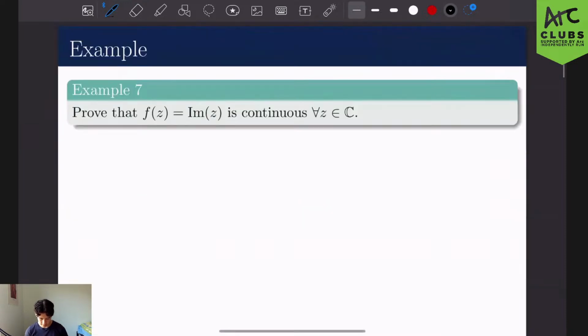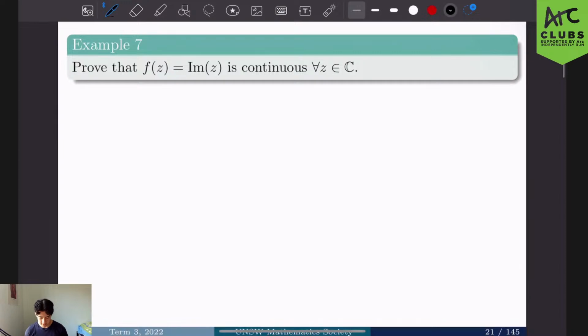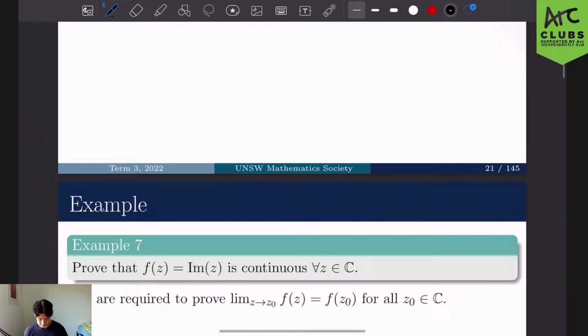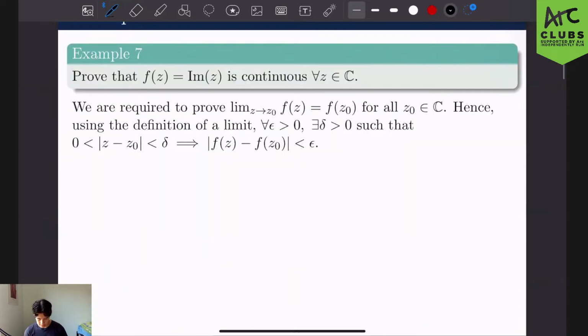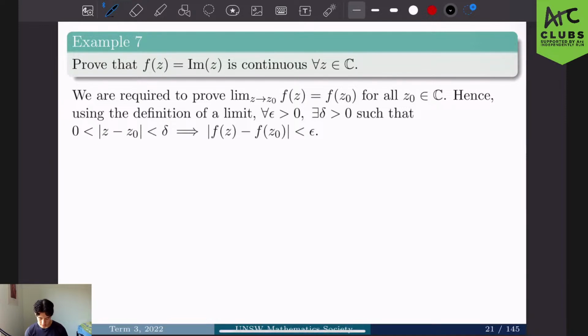Okay, so first example is proving that f of z equals the imaginary part of z is continuous. We have to prove from the definition that as we approach the point, the function value will approach the value of the function. So we use the definition of the limit: for all epsilon greater than 0, there exists a delta greater than 0 such that this condition is going to be satisfied.